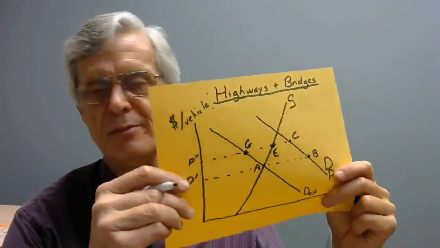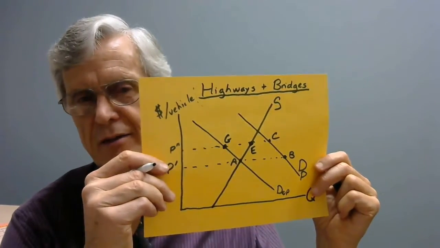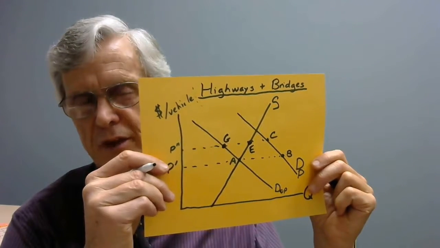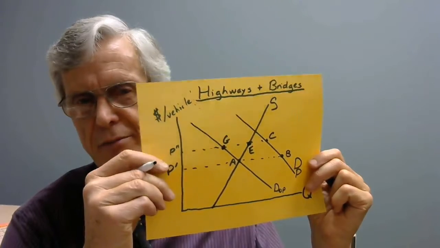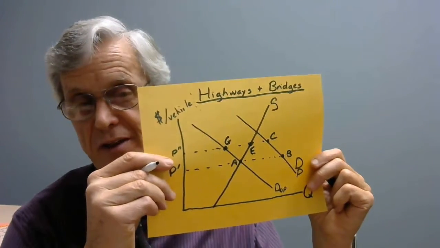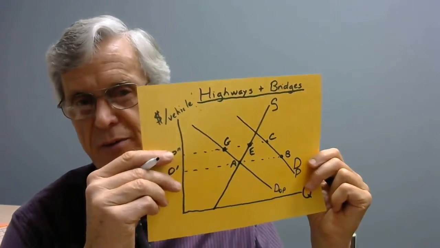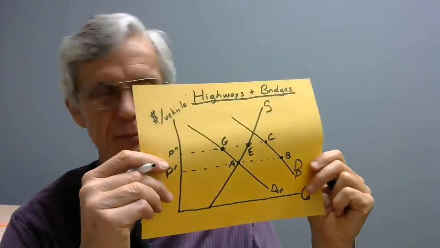And if P prime represents the result of a gasoline tax, then for P double prime, you'd have to have some sort of a congestion fee charged to the people that are actually on the road at that particular time.